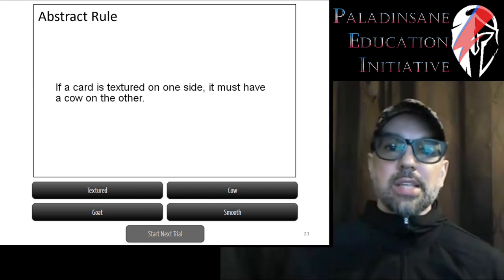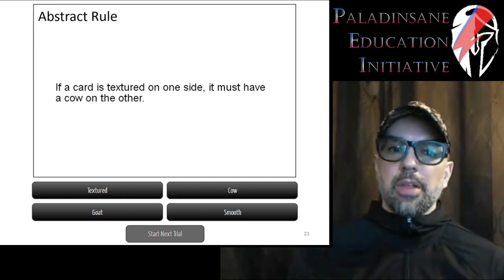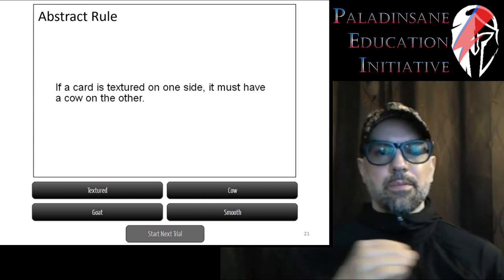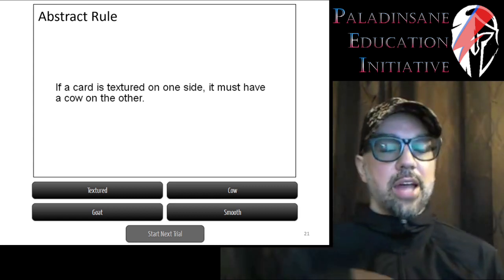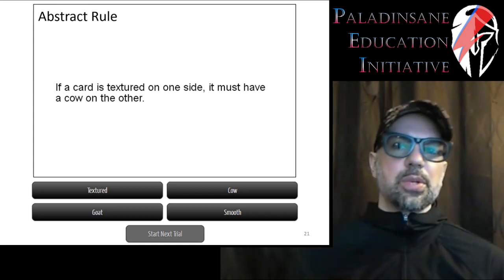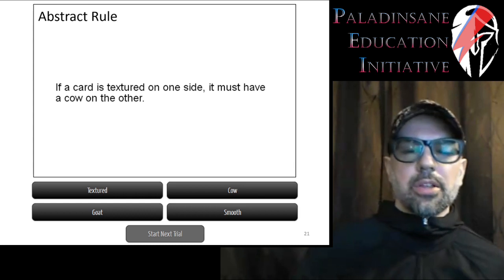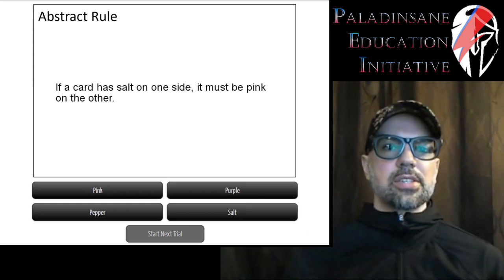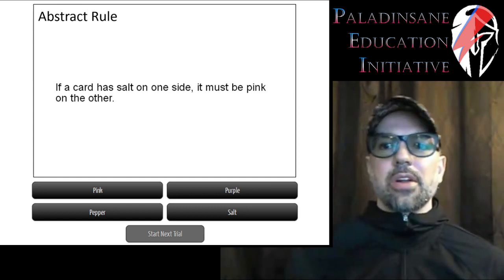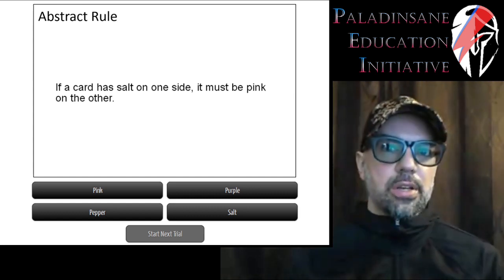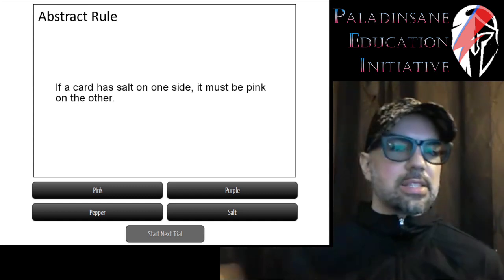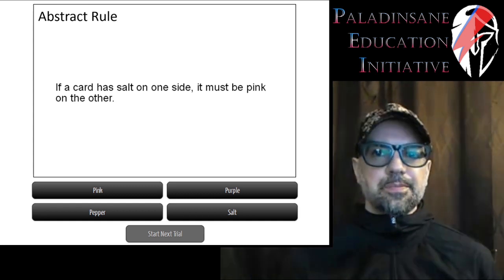And now you have to decide, which cards do I flip over? Do I flip over the textured card, the cow card, the goat card to see what's on the other side, or the smooth card to see what's on the other side? But importantly for our purposes now, this was an abstract rule. Another example of an abstract rule: if a card has salt on one side, it must be pink on the other. You've probably never encountered a situation where it was important to determine if pink and salt were going together, right? That's not something that typically happens.